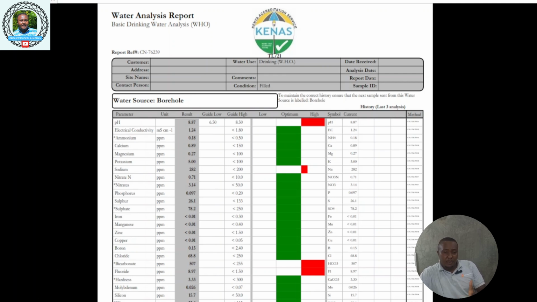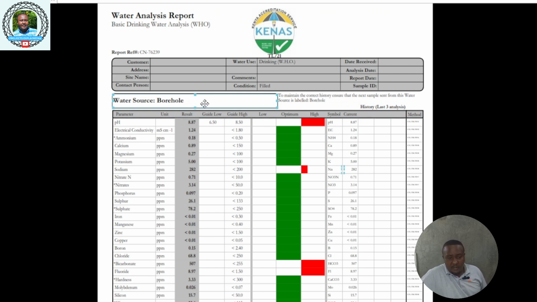So this is a sample of a water quality analysis that has a customer name, the address, the site name, the contact person in the company, and what the water was for. It was water used for domestic use. Then there will be comments, the conditions, everything. If you are testing this water for bacteriological analysis, it would look different because you test for E. coli and other things. Now, the source of the water was the borehole.